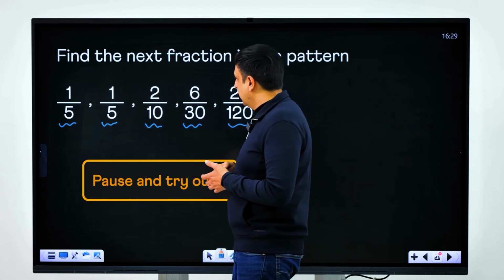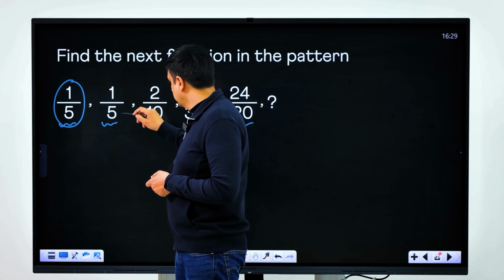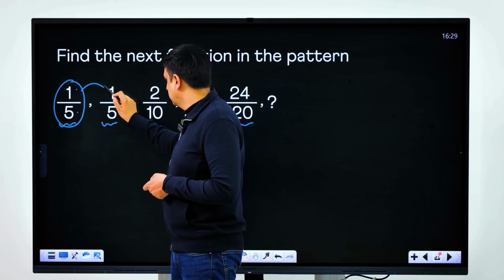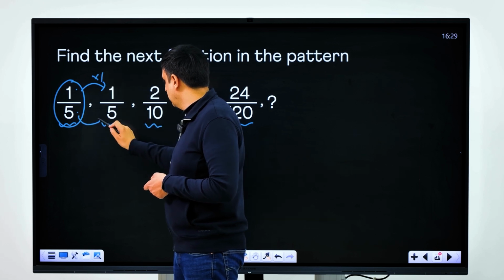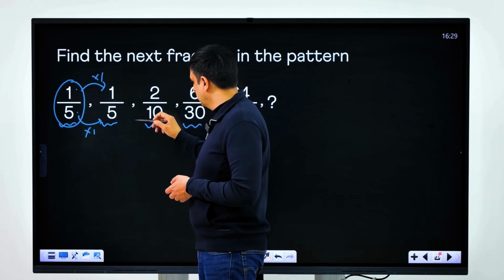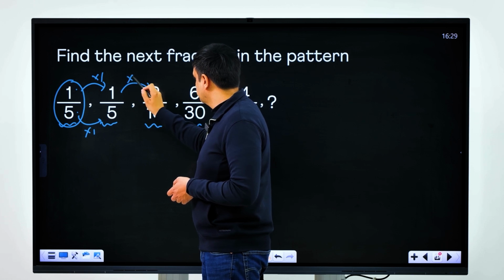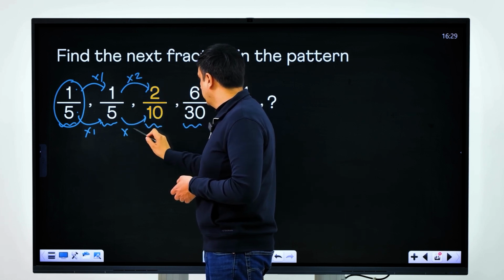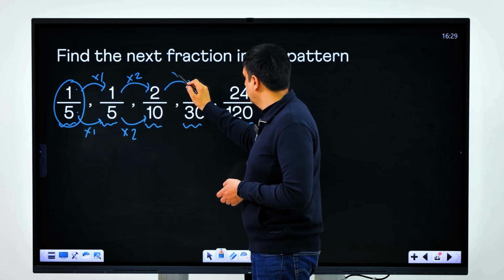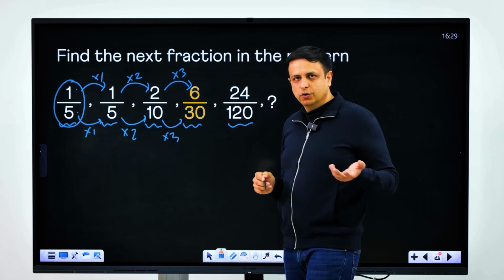So let's see. This is a starting fraction, 1 over 5. To get the second one, we multiply above and below by 1, and then we get 1 over 5. Again, it's the same as the first term. But then to go from 1 over 5 to 2 over 10, we multiply above and below by 2. So we get the equivalent fraction 2 over 10. Then to go from 2 over 10 to 6 over 30, we multiply above and below by 3. So we see that we go from 2 over 10 to the equivalent fraction 6 over 30.